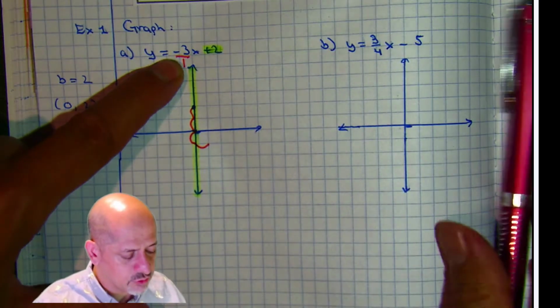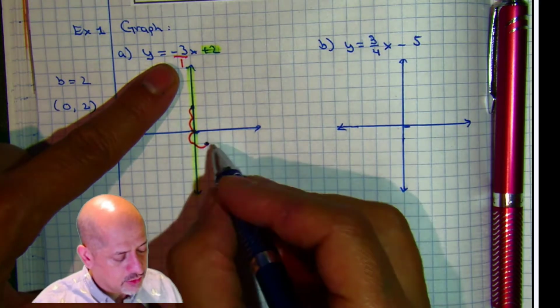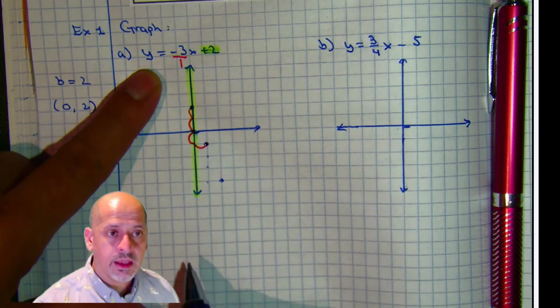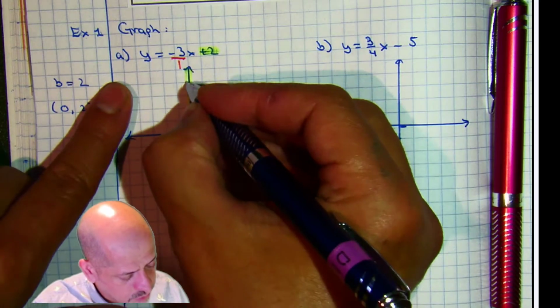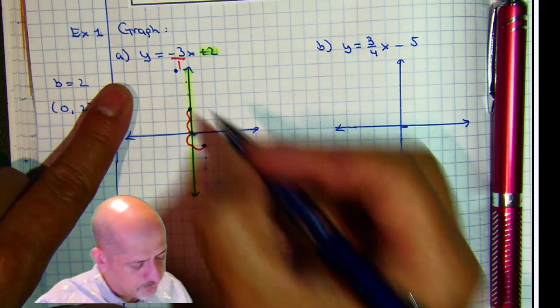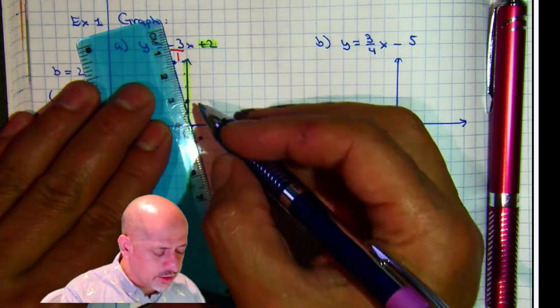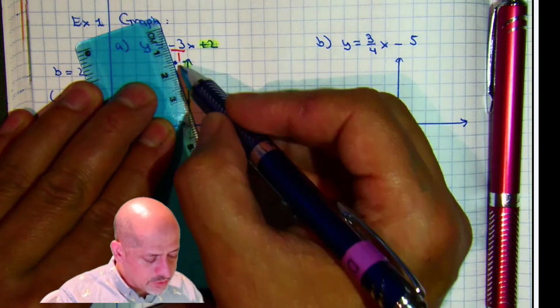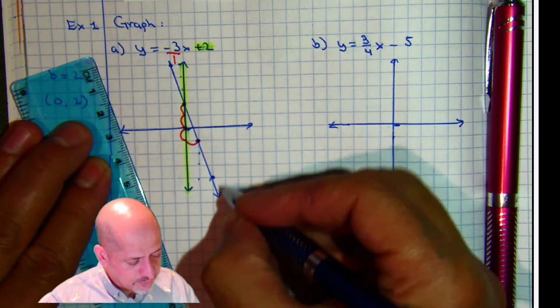So the negative goes down, and then I can repeat it once again. 1, 2, 3, and over 1. And I can do the opposite. 1, 2, 3, and over 1. But your first point is always up or down and then to the right. In this case, we went down 3 to the right 1. I'm going to take a ruler. I'm going to connect all 3 points, and that is the line.